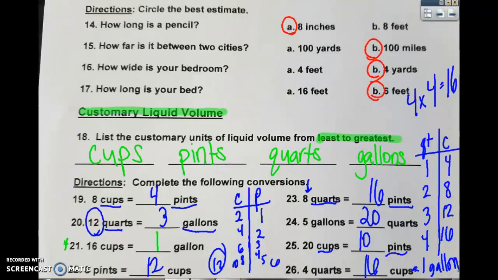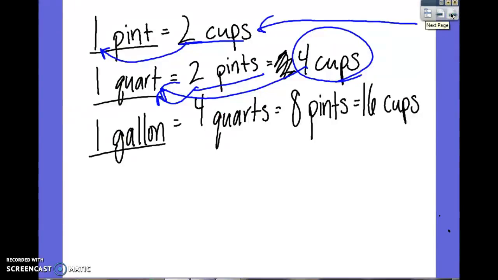So, hopefully this makes sense for you. It's really important that you wrote down these marks on the back. 1 pint equals 2 cups, 1 quart equals 2 pints, which equals 4 cups. 1 gallon equals 4 quarts, which equals 8 pints, which equals 16 cups. This is important for you. We might try to write it down tomorrow, I'm not sure, but this will definitely help you.